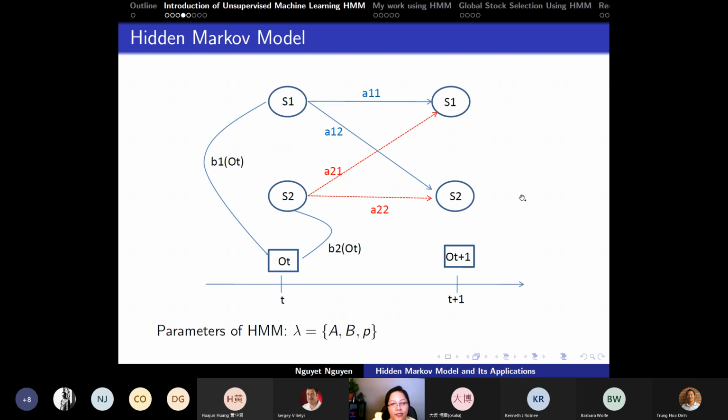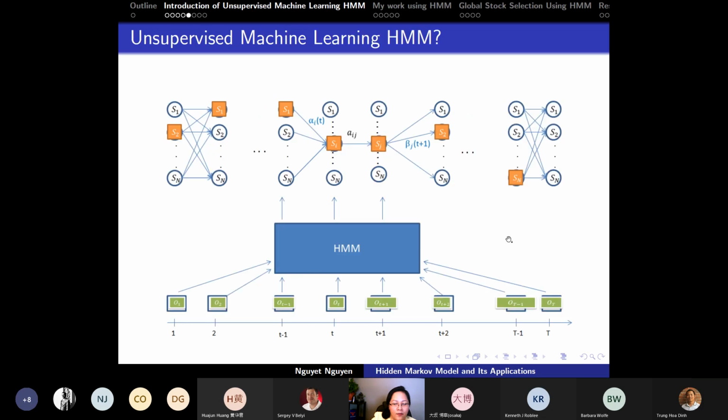So the parameters of the model are the components of the matrix A, the observation probabilities, the matrix B, and the initial probability P. So P is a vector, A and B are matrices. A is an N by N matrix, where N depends on how many states you define, and B too.